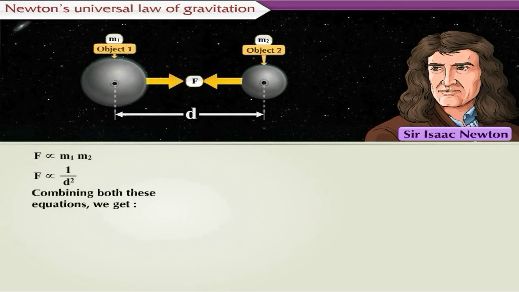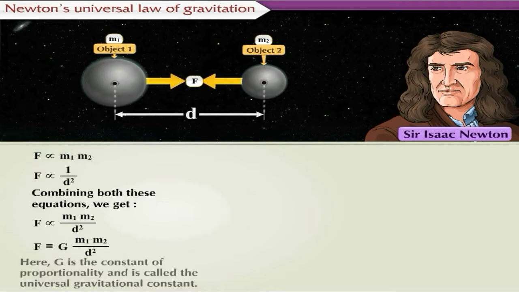Combining both these equations, we get F is proportional to m1 into m2 upon d square. F is equal to G into m1 into m2 upon d square. Here, G is the constant of proportionality and is called the universal gravitational constant.